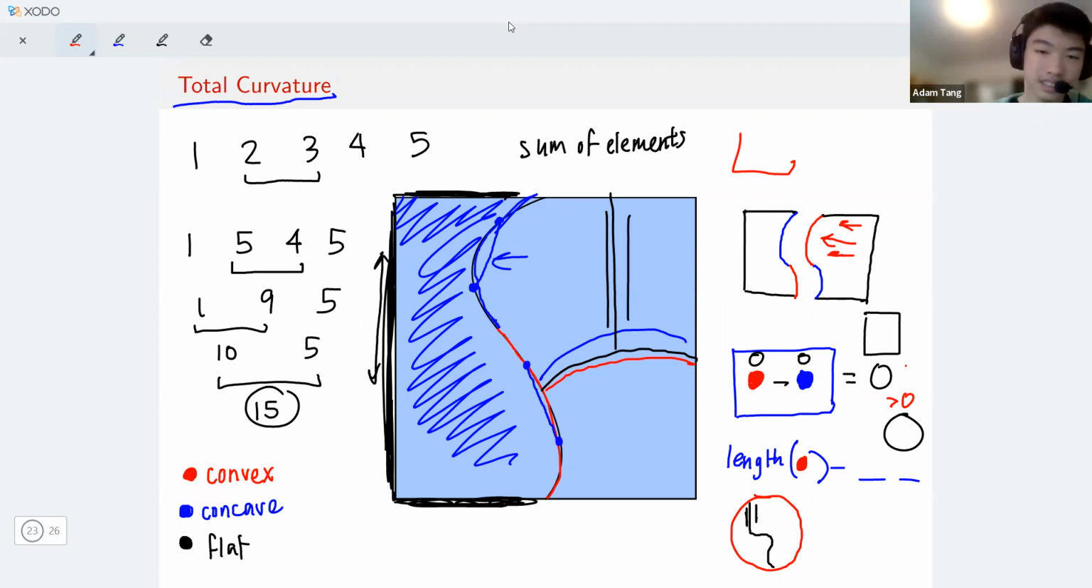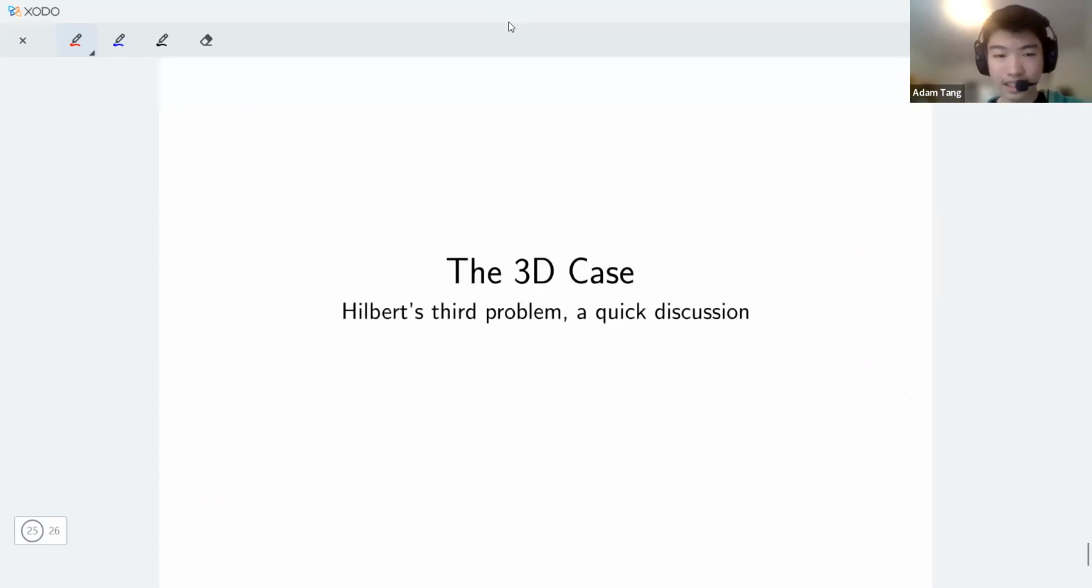And that pretty much concludes my talk, but I want to do a very quick discussion of the 3D case. There was a very famous problem proposed by David Hilbert in 1900. This was one of his 21 or so problems that asked: is it possible to do the same thing with any two polyhedra? Because we already showed that it's possible to do it with polygons. Why not 3D polyhedra? And it turns out that it's impossible, which is kind of surprising, but it's true.